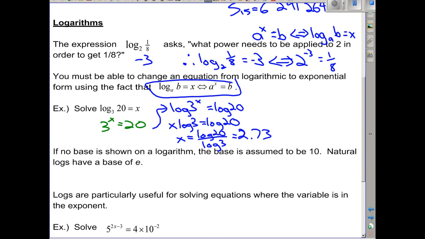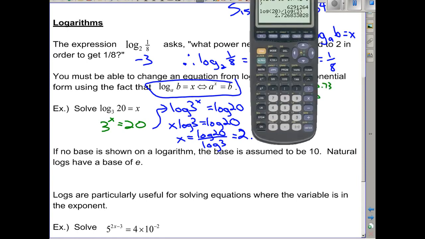Okay. There's also a change of base rule, which we'll look at on the next page, that simplifies these types of questions. We could also check this. Okay, put it back in. Check whether 3 to the power of 2.73 really does give us 20. 3 to the power of 2.73. Yeah, it gives us 20 with a slight rounding error.